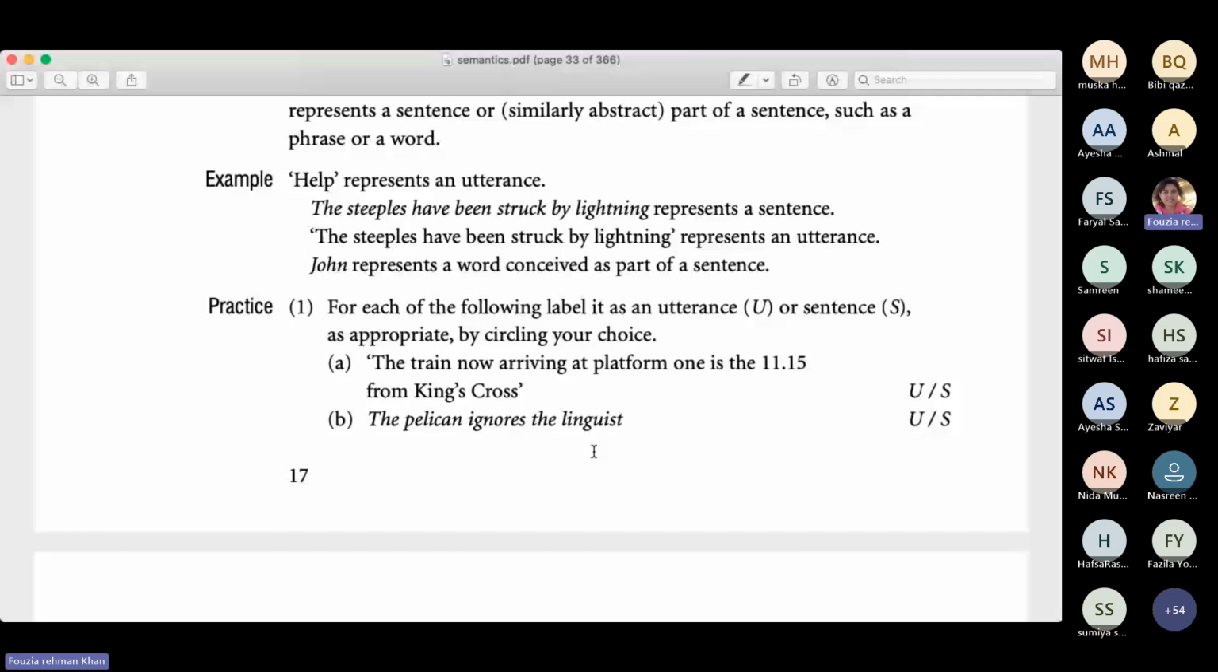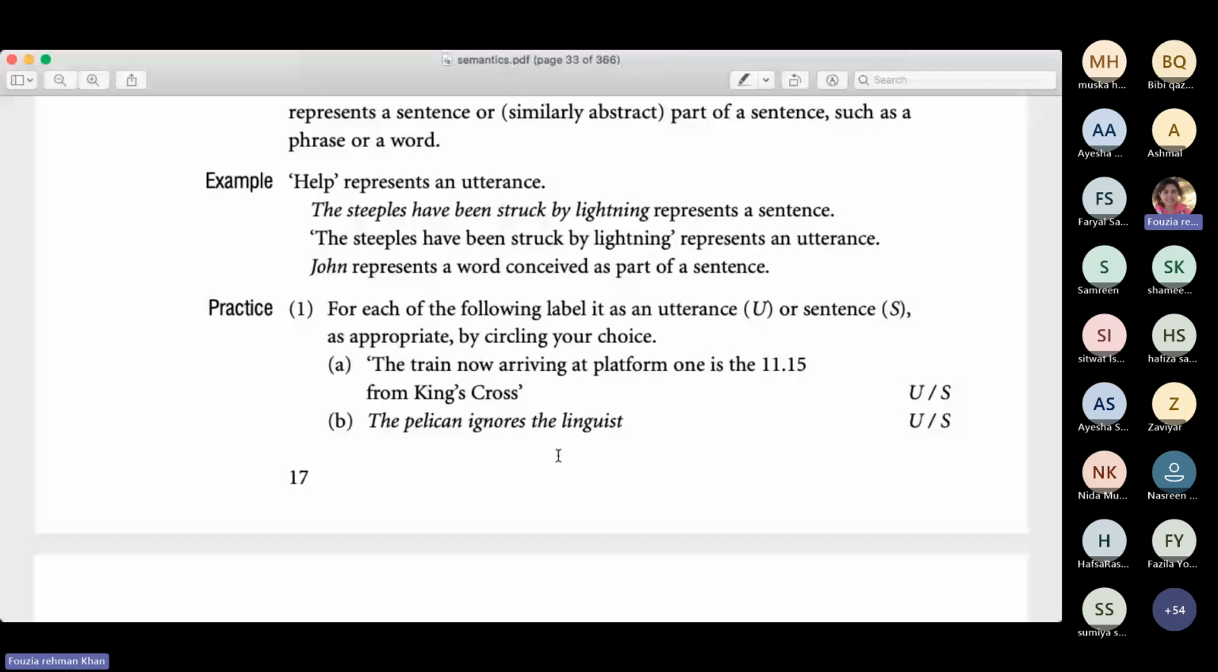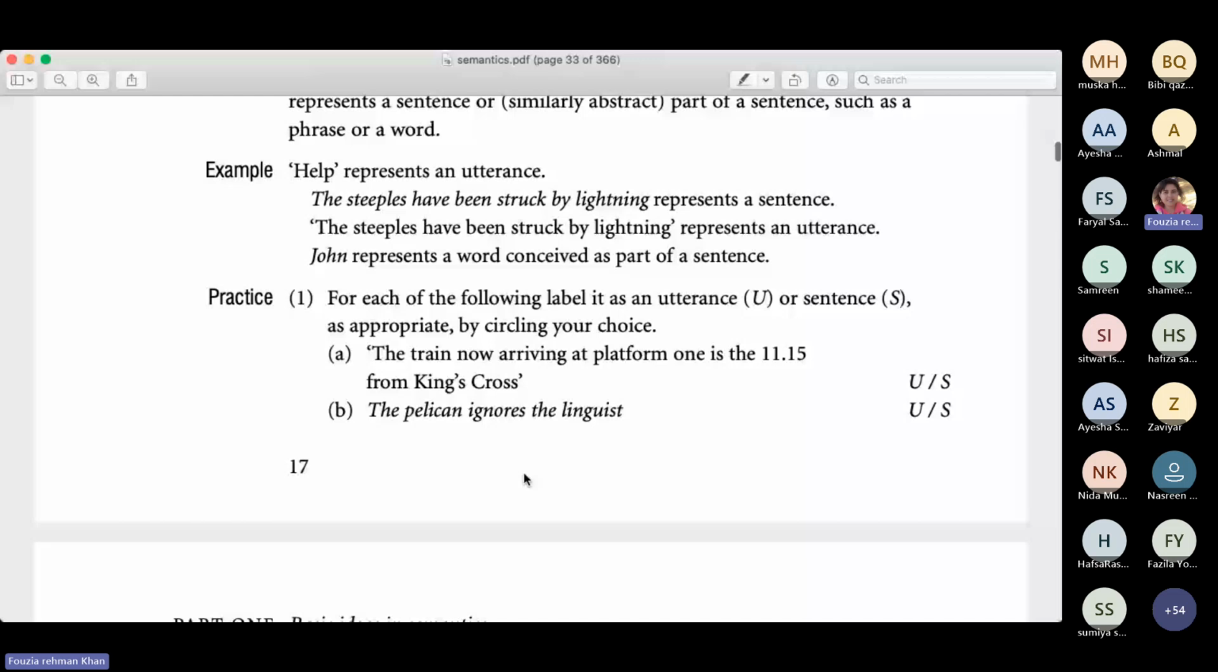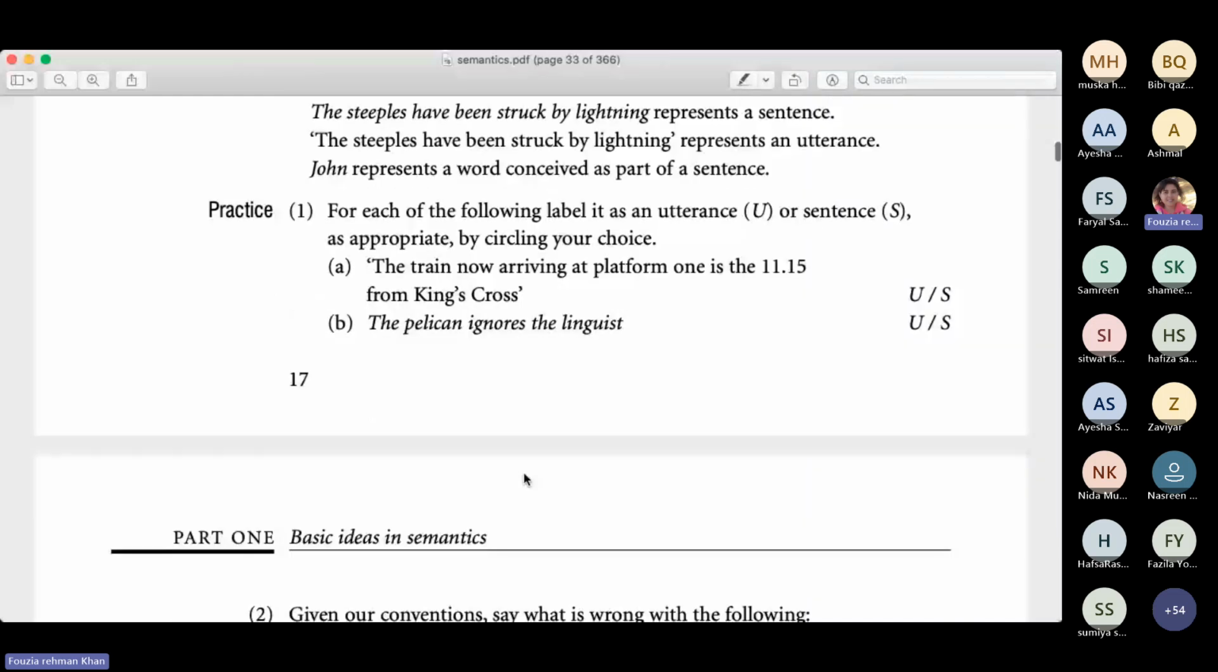"The train now arriving at platform 1 is the 11.15 from King's Cross." It is an utterance because it is being said by someone, and how do we know that? There are speech marks. That's easy. The author, or the one who has designed this practice for you, has made it easier. And this one, Pelican ignores the linguist, is a sentence. It is italicized, or it is not being said by anyone. It is just a piece of information. But there are speech marks in the first one. So the first one happens to be the utterance, and the second one is the sentence. I hope everyone is following.